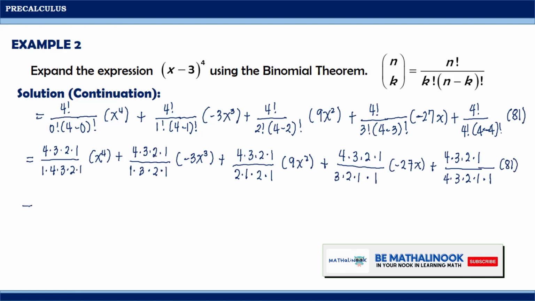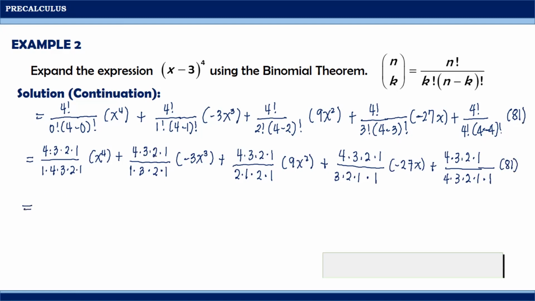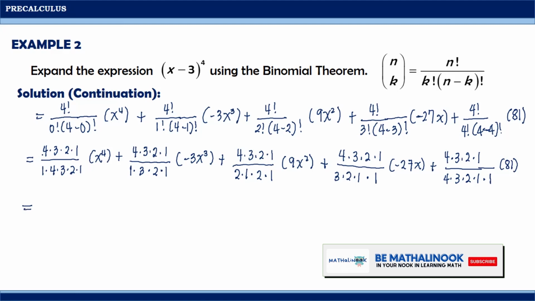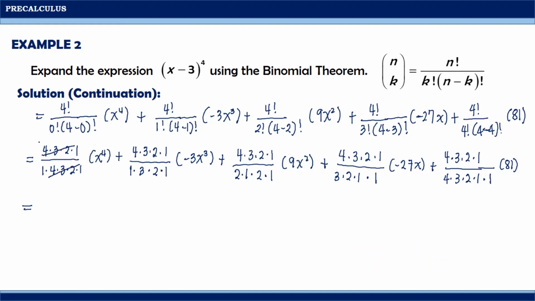Next, simplify, but before simplifying, we may cancel common factors. So here we can cancel 4, 3, 2, 1 and 4, 3, 2, 1, leaving us with 1 divided by 1, which is 1, times x raised to 4, is equal to x raised to 4. Then next, cancel 3, 2, 1 and 3, 2, 1, giving us 4 divided by 1, which is 4, times negative 3x cubed. So we will have negative 12x cubed.